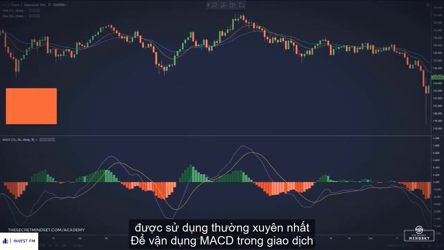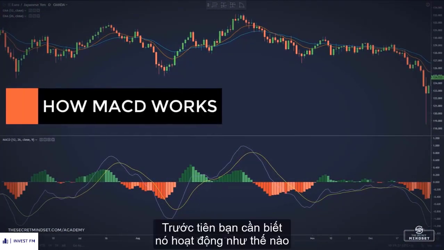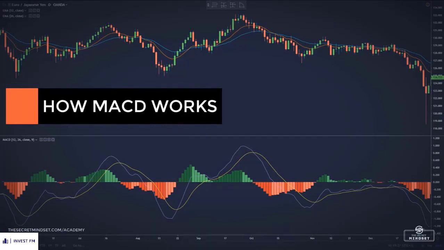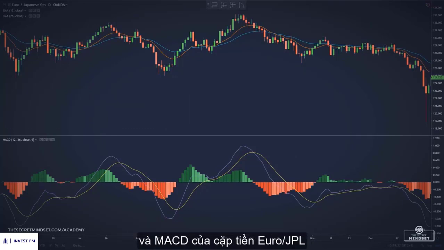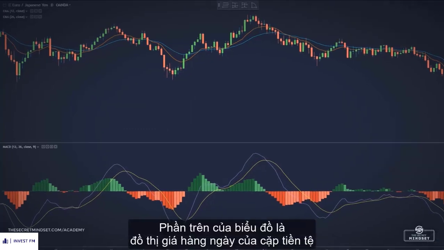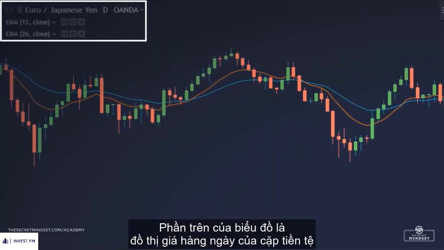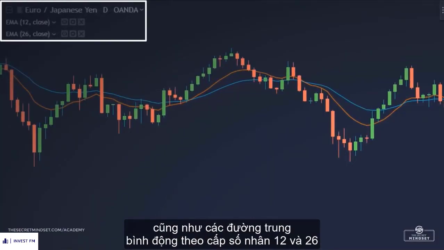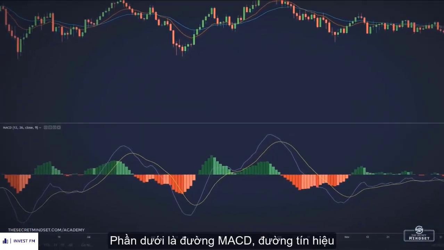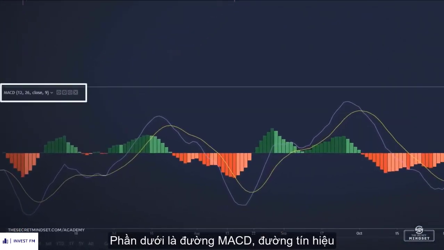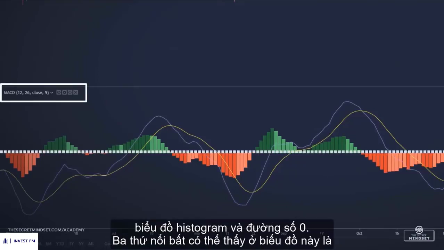To understand how the MACD can be used in trading, you first need to know how it works. This chart shows the relationship between the two moving average lines and the MACD for EUR/JPY. The top part of the chart contains the daily prices for the currency pair, as well as the 12 and 26 exponential moving averages. The bottom part contains the MACD line, the signal line, the histogram, and the zero level.